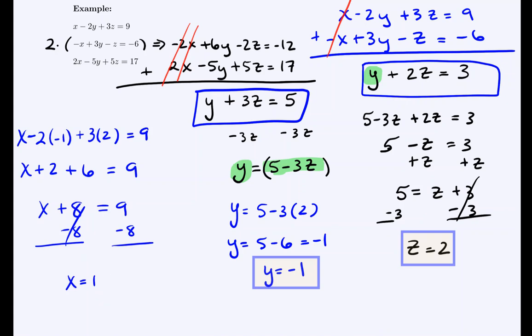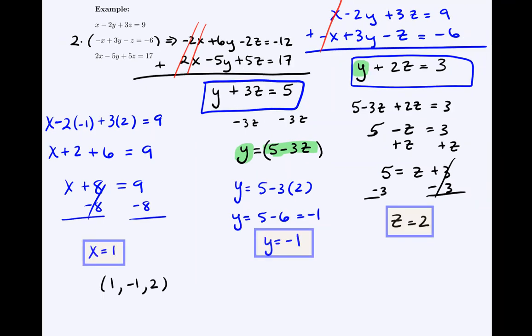We found the third value. So our solution, we see that this intersects at a single point. Our solution is 1, comma, negative 1, comma, 2, written in another format. And just as before, we can still check our work, except now we need to substitute this into each of the 3 variables and 3 equations. So let's start at the beginning.